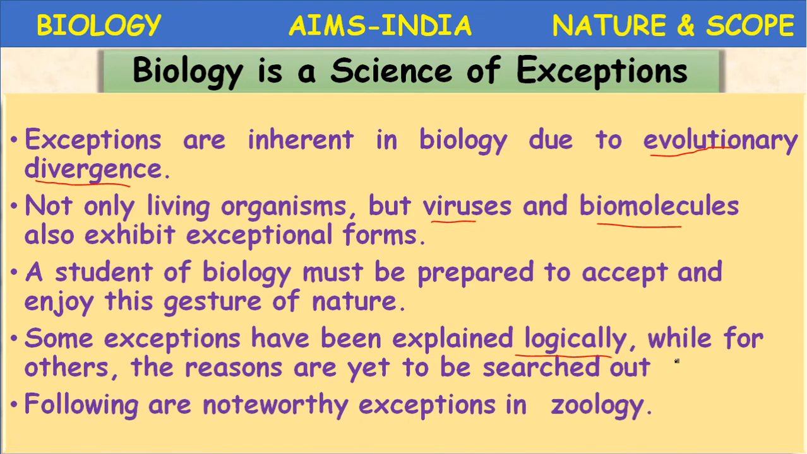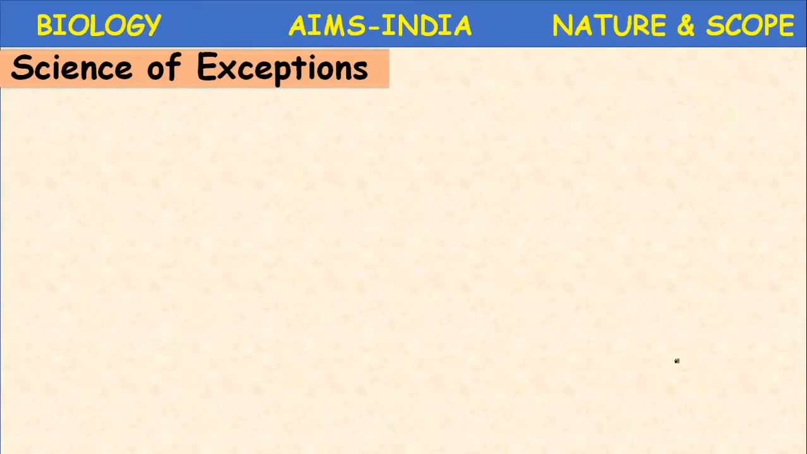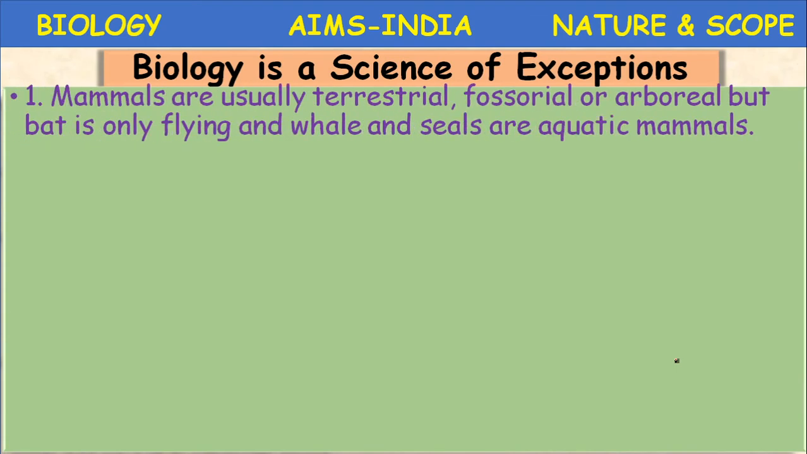Okay. Following are the noteworthy exceptions in zoology. So some exceptions are given. What are they? Let us see. First, mammals are usually terrestrial, fossorial or arboreal, but bat is the only flying mammal, and whales and seals are aquatic mammals.